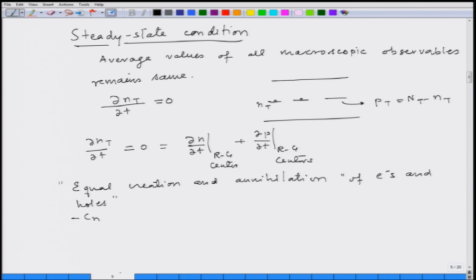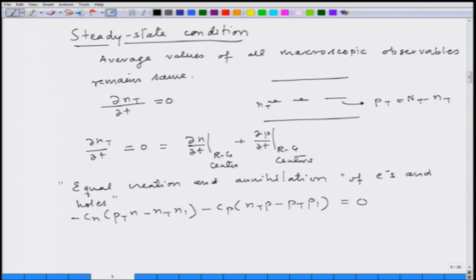So, minus C_n (p_t n minus n_t n_1) minus C_p (n_t p minus p_t p_1) is equal to 0. So, we simplify this expression and see what we can get.